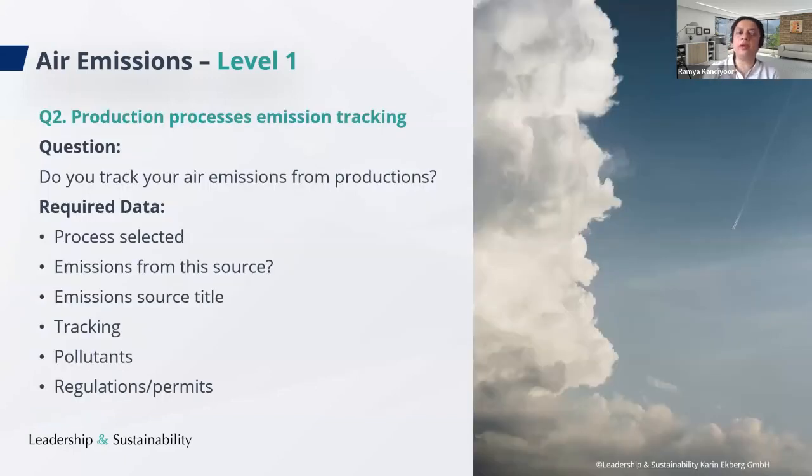And coming then to question number two, which is on production processes emission tracking. So we saw the emission tracking, how we could do this from our operations. Our next question is on the production processes emissions tracking. And here you are expected to track the air emissions, whatever are happening from the facility, from the production angle. So here you will have to select all of the processes which are selected. What is the emission from the source? What is the emission source title? How are you tracking it? What are the type of pollutants that you are actually tracking? And what are the regulations that are followed?